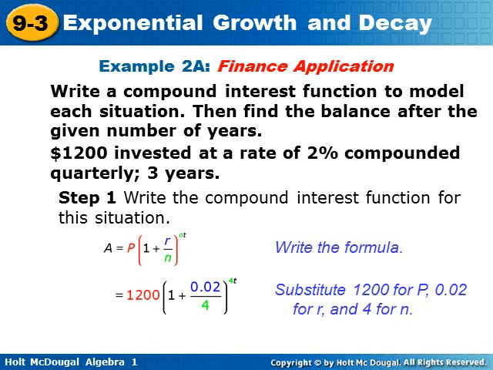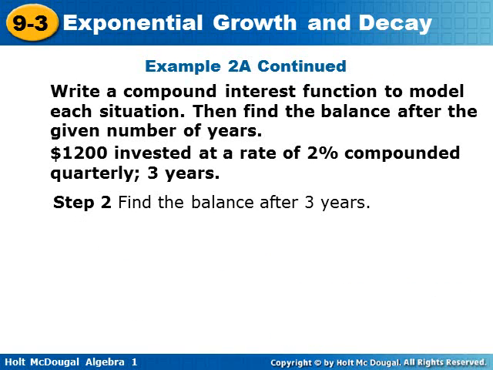So we get 1,200 times (1 plus 0.02 divided by 4) raised to the value of 4 times t. Remember, we have to put n in the power as well as in the denominator. When we simplify 1 plus 0.02 divided by 4, you divide 0.02 by 4, and then you add 1 to it, and you get 1.005, raised to the power of 4 times t.